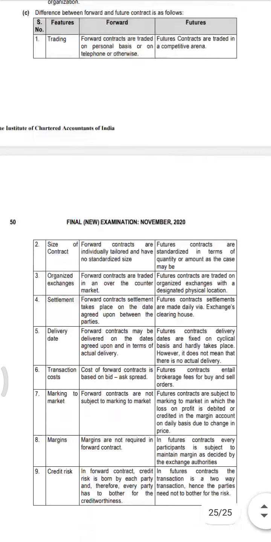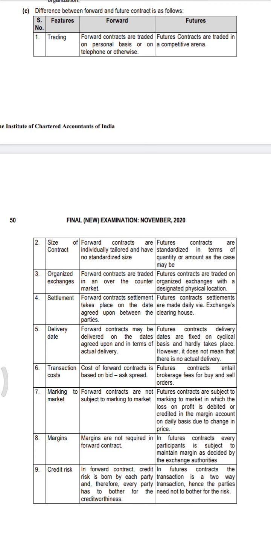Difference between forward and future contracts is as follows. Trading. Forward contracts are traded on personal basis or on telephone or otherwise. Futures contracts are traded in a competitive arena. Size of contract. Forward contracts are individually tailored and have no standard size. Future contracts are standardized in terms of quantity or amount as the case may be. Organized exchange. Forward contracts are traded in an over the counter market. Futures contracts are traded on an organized exchange with designated physical location.